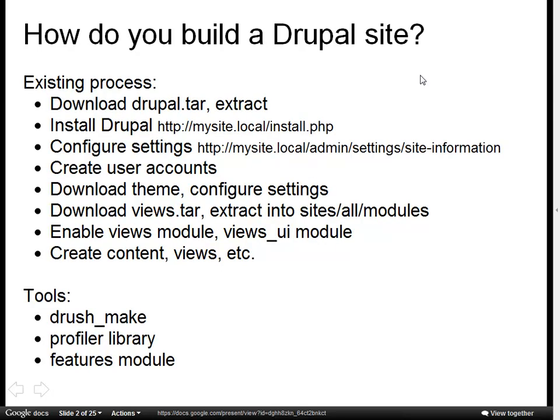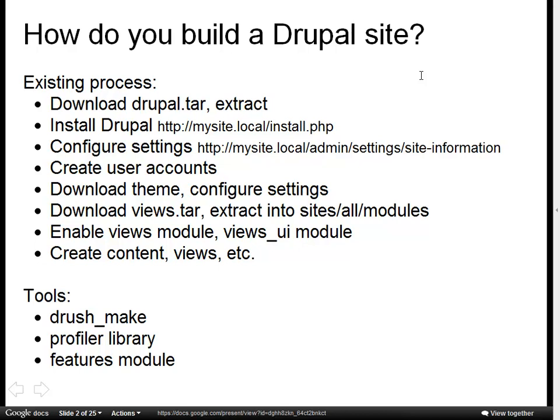So you've probably built a Drupal site before. How do you build a Drupal site? The normal process: you download Drupal and untar it and extract it somewhere in your document root. You run through the Drupal installation with the GUI and fill out some forms and post that. I left off the database part. Of course, you had to create that in advance. Then you configure your site settings, like what's the site name and so on.